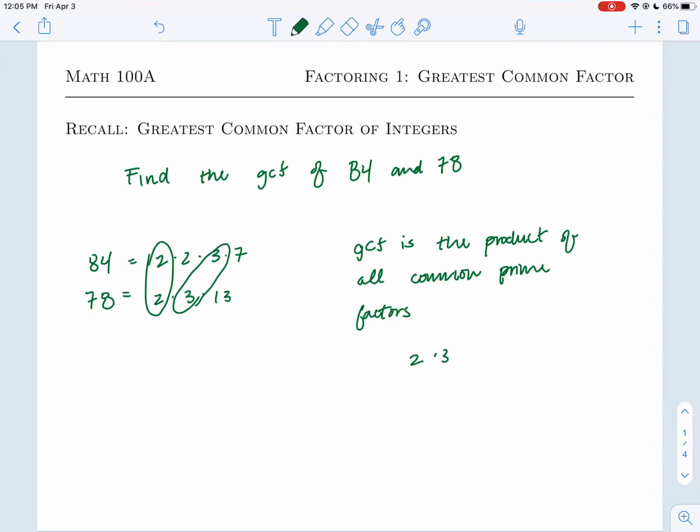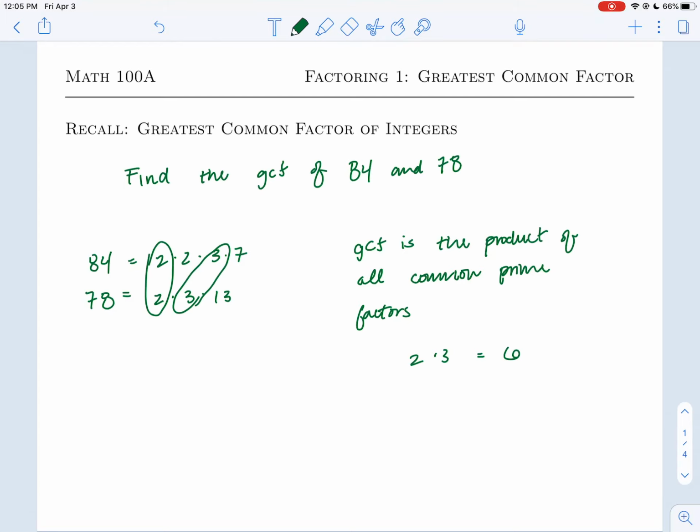I'm not going to add a second copy of 2, because 84 has a second copy of 2, but since 78 doesn't have it, I can't include it. And similarly, 84 has that 7. Since 78 doesn't have 7 as one of its prime factors, I can't use that. And with that 13, the same thing. 78 has 13 as a prime factor, 84 doesn't, so I can't include it. So now I've gotten all the factors that they have in common. Their product, 2 times 3, that's just going to be 6. So my greatest common factor of these two integers is 6.